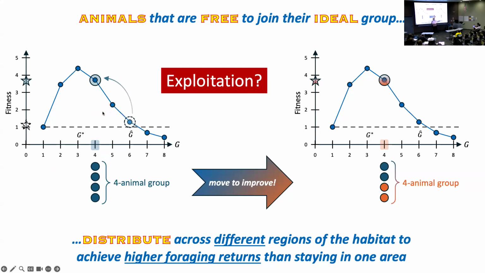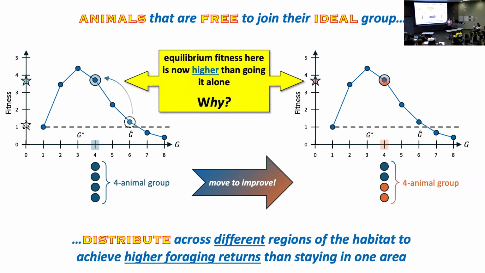But now that we've opened up this other opportunity and there's still only 8 animals, a couple of the animals here go and form a group in this area out of the way of this group. And then this group is doing better than this 6 animal group. So a couple of these also move over. So now I get two 4 animal groups. And both of these 4 animal groups are doing better than the individual. So the equilibrium fitness here is now actually higher than going it alone.